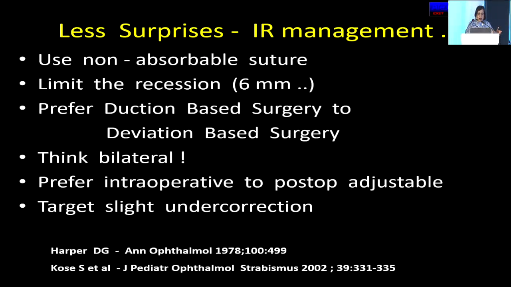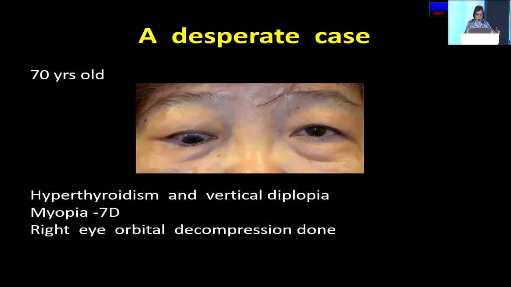Less surprises and less grief after doing inferior rectus recessions can be achieved by using a non-absorbable suture, limiting the recession, doing adduction-based rather than deviation-based surgery, think bilateral, and we do intraoperative rather than postoperative adjustables, and always target a slight undercorrection. I'm going to share with you a very desperate case now.